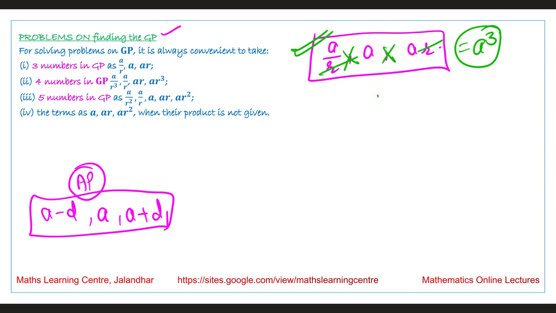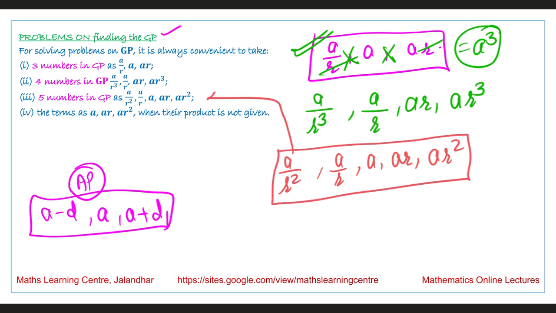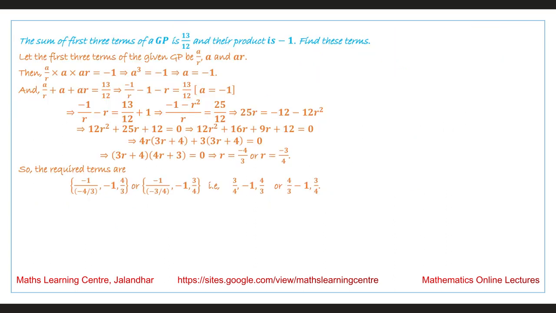So these kinds of terms we generally consider when the product of the terms is given to us. If there are 4 terms we are talking about, then it is A over R cube, A over R, AR and AR cube. If we are talking about 5 terms, then we write A, AR, AR squared, then A by R, then A by R squared. So these are how we can consider 5 numbers in GP. We generally use these results when the product of these numbers is given to us.